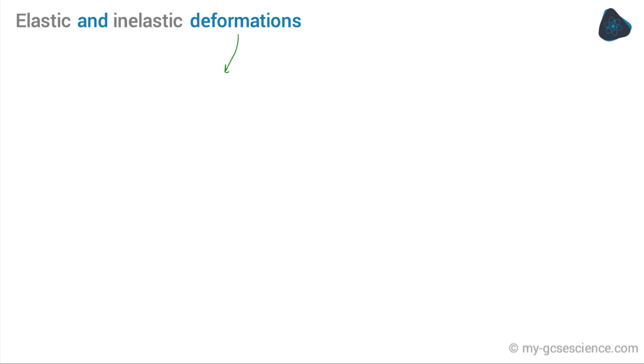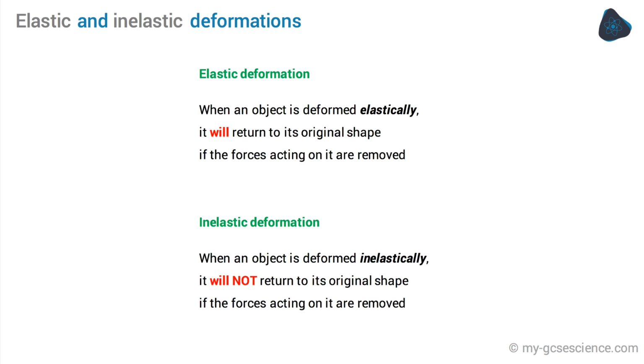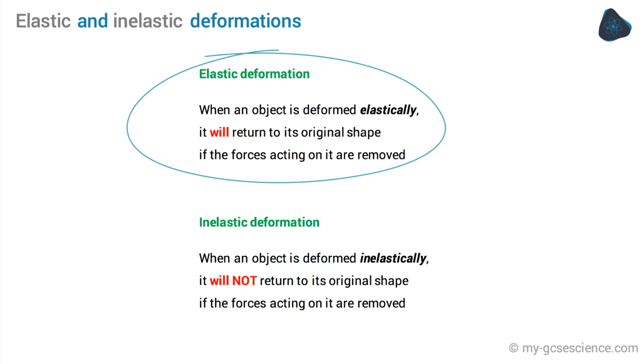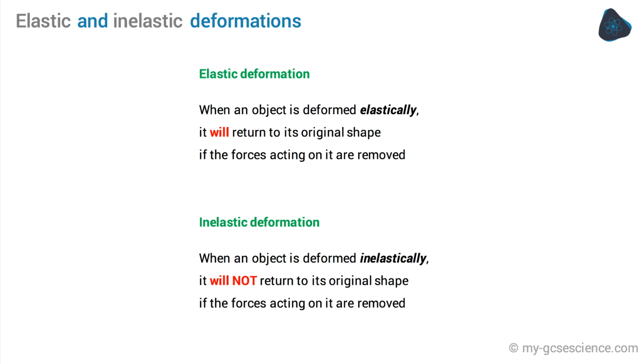When forces change the shape or the form of an object, we say that the object has been deformed. These deformations can be either elastic or inelastic. As you can see from these definitions, when an object is deformed elastically, it will return to its original shape when the forces acting on it are removed, but an object which has been deformed inelastically won't.